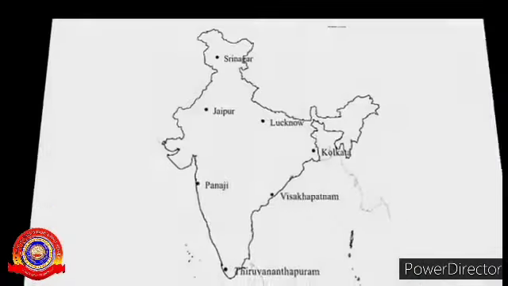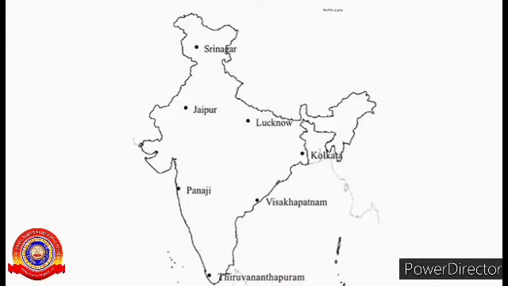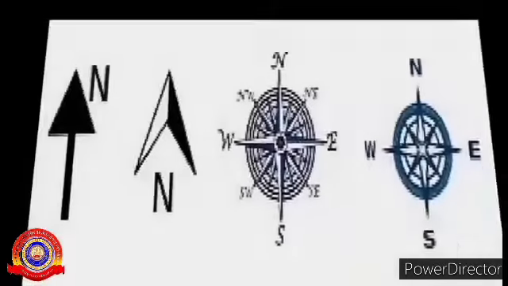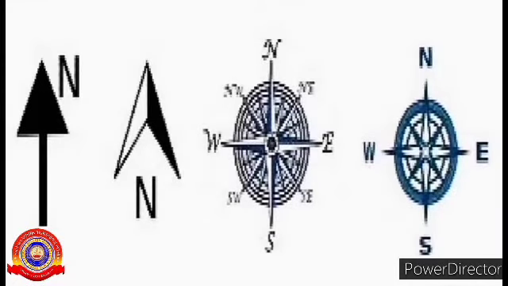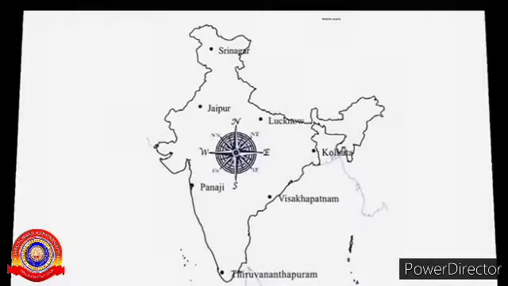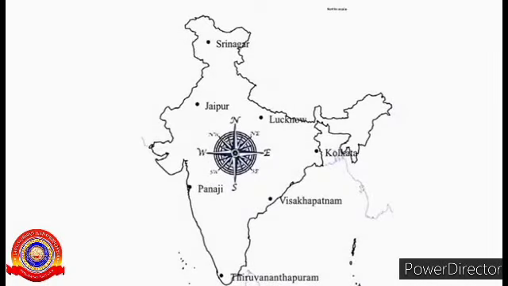Let us see how the directions are determined. Students, look at the given map. A few cities in India are marked on the map. Try to identify the location of these cities based on direction. The following symbols are used for easy identification of directions in map. Look at the map. Now identify the location of these cities based on direction. The symbols are given to you for easy understanding.